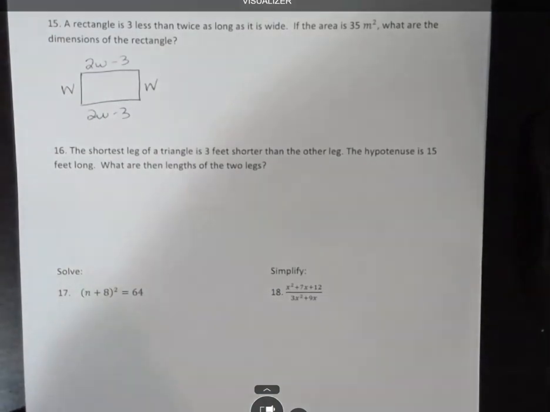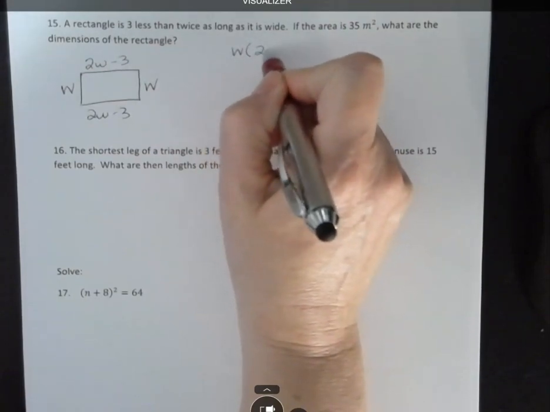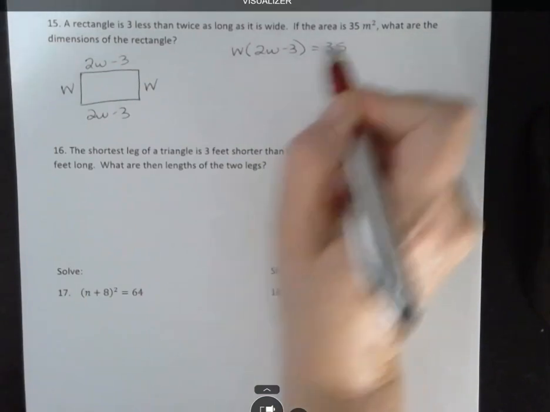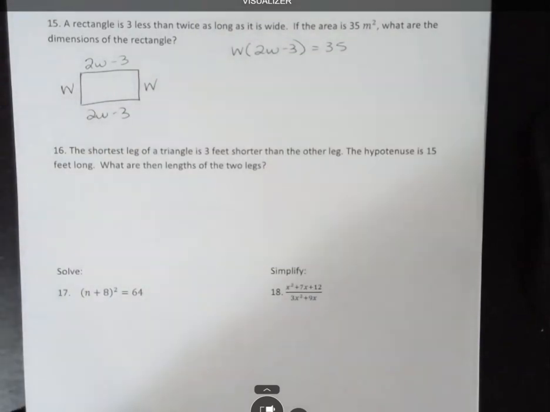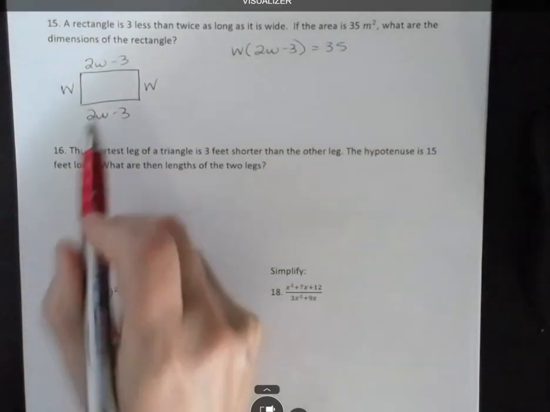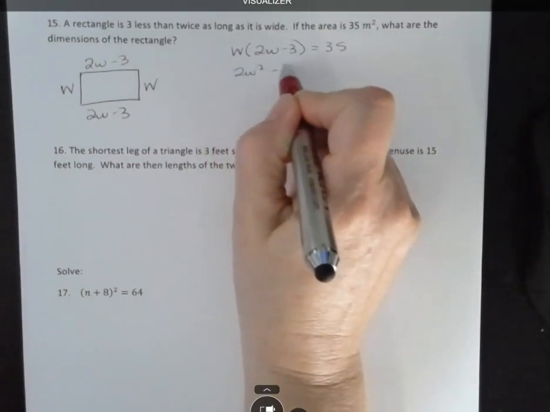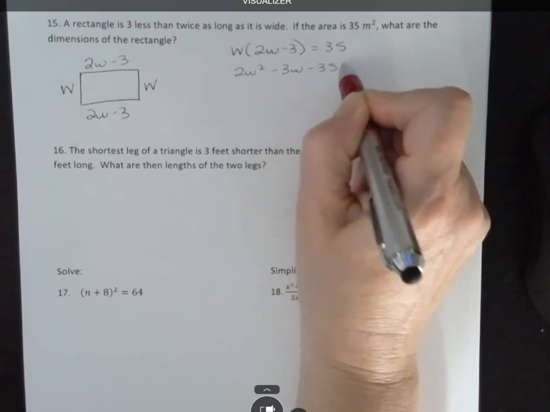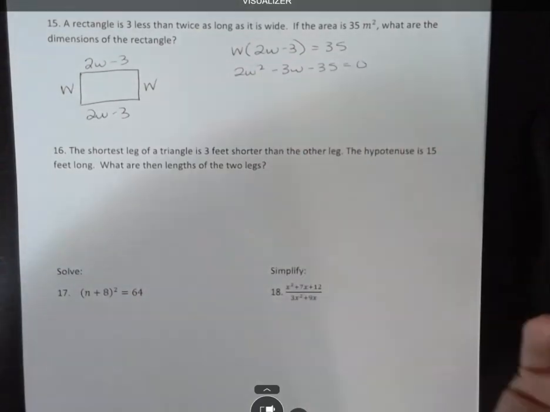Now if we were talking about perimeter, we would add all those sides up, but we're talking about area. So what I know is that w times 2w minus 3 equals 35. And so then we're going to solve that to find out what w is, and once we find out w, we can find out what L is by plugging into this expression. So we're going to have to distribute, get 2w squared minus 3w, and we're going to bring that 35 to the other side by subtracting 35 from both sides. You can see that 35 minus 35 would go away.